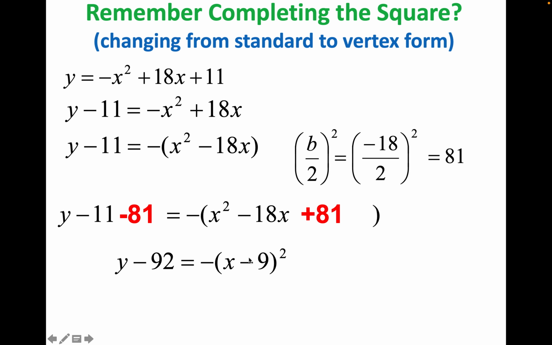9, since we have a negative, and that negative remains in front. We've factored that into this. Now we move the 92 over, we have vertex form. From this vertex form, what are the transformations that took place?